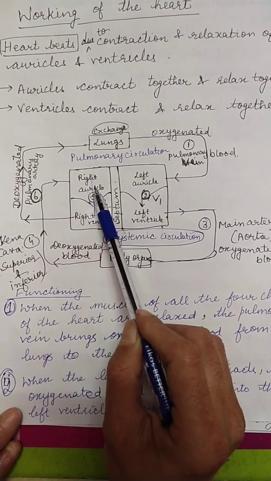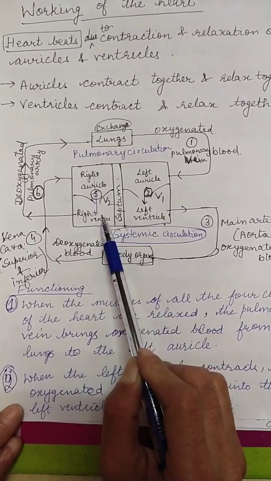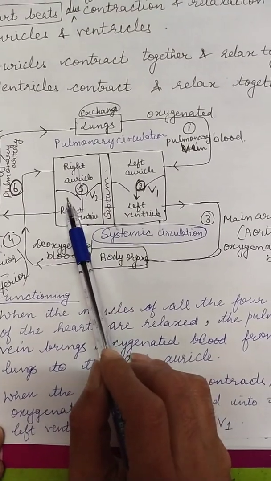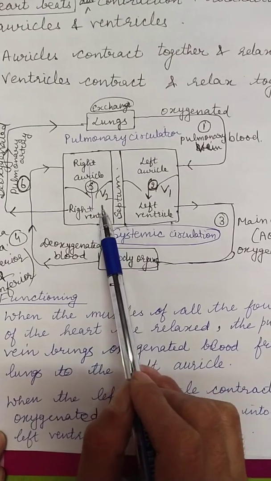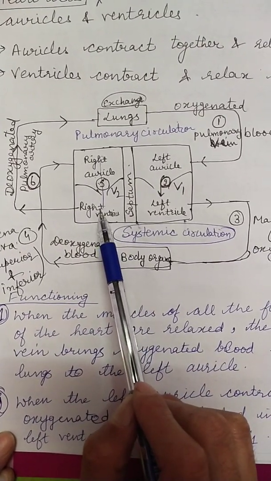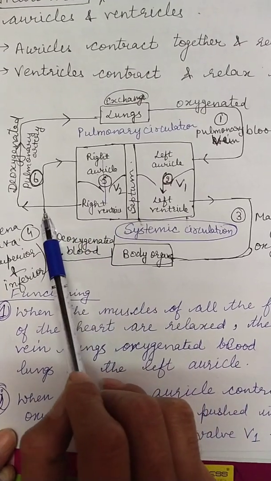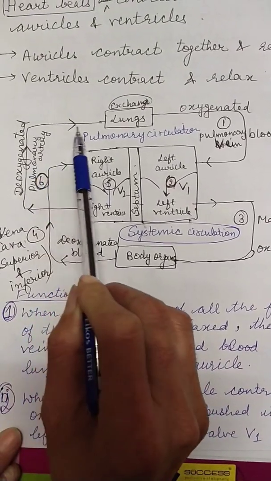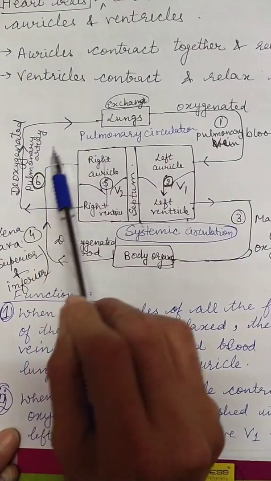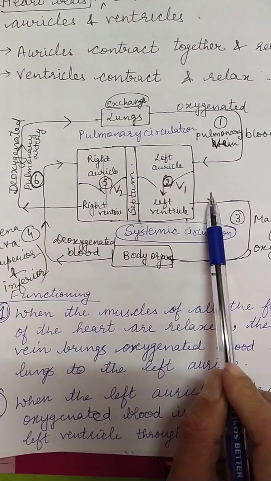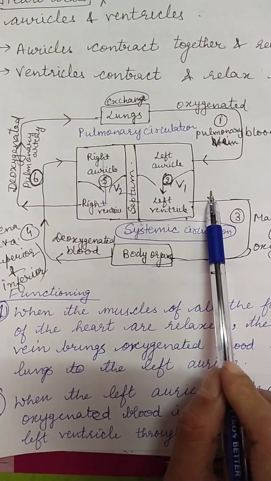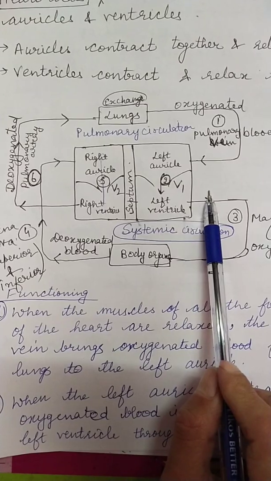Now when the right auricle contracts, the blood enters into the right ventricle. When the right ventricle contracts, V2 closes so that blood is not pushed back, and during the contraction of the right ventricle, the blood from the pulmonary artery goes into the lungs for the exchange, and this process continues. One contraction and relaxation of the auricles and the ventricles constitutes the cardiac cycle.